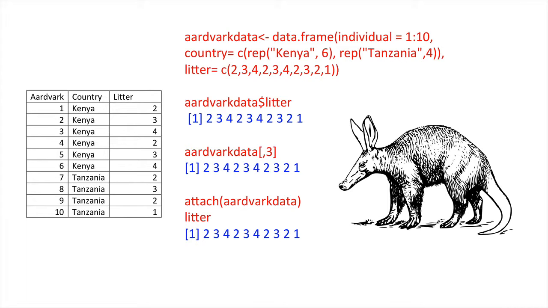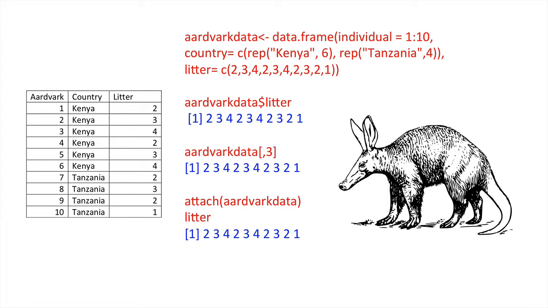And finally here is a way we can attach the aardvark data such that when we refer to variable names within the aardvark data, we don't need to say where they've been derived from because that data has already been attached. So once attaching aardvark data, we can simply say litter and it would give us that data listed out here.